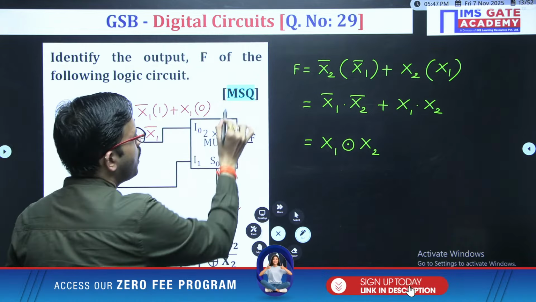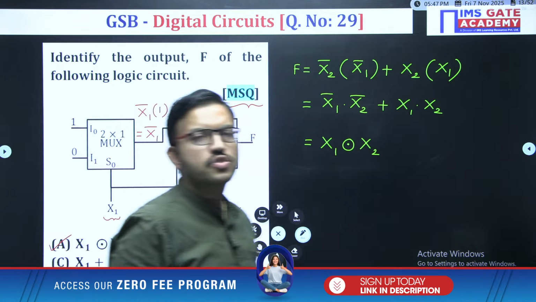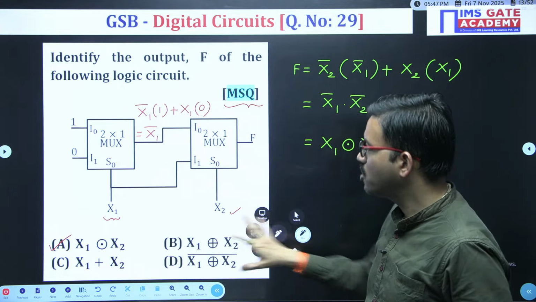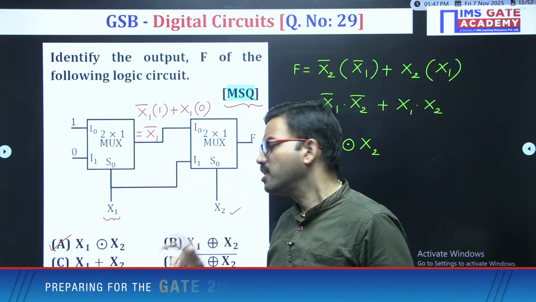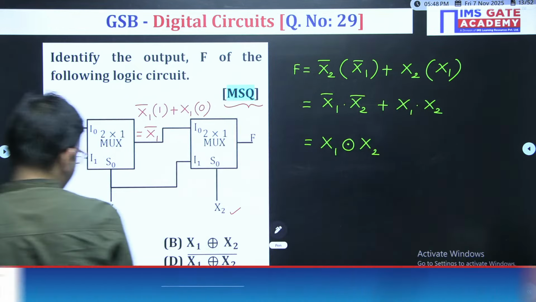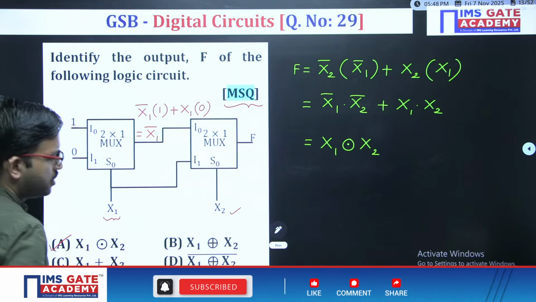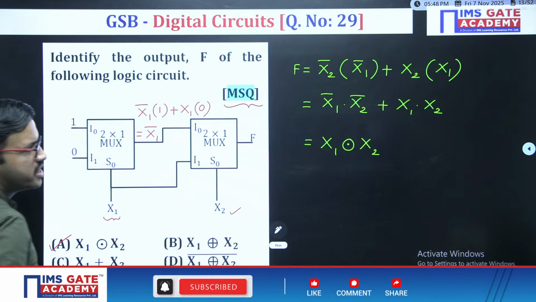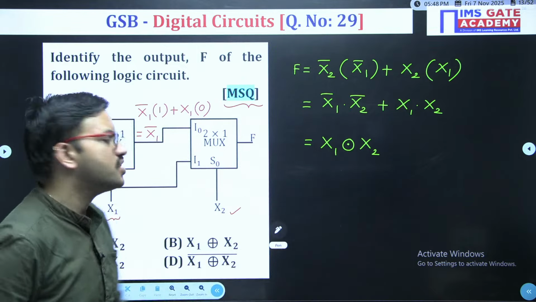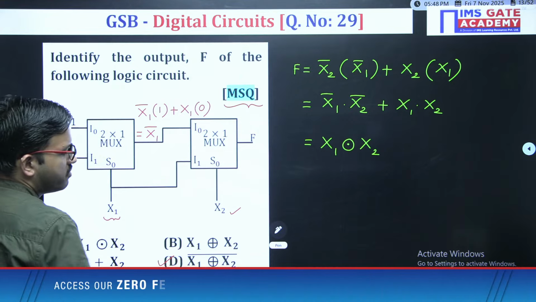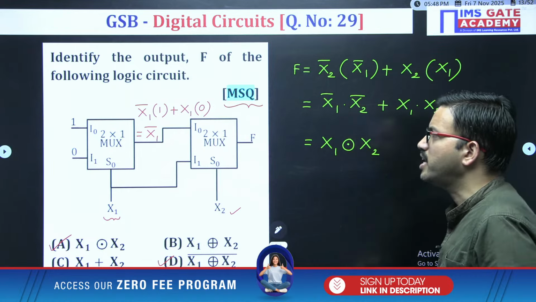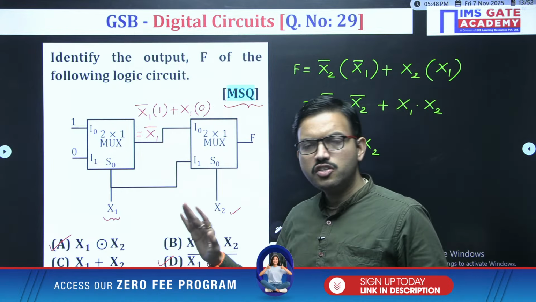But the question is MSQ. Whenever you are having MSQ, even though you got one correct choice, you still have to verify and observe the remaining 3 choices. If any correct choice is there, you have to mark that one also. Here OR gate X1 plus X2 won't be correct. X1 exclusive-OR X2 is not correct, because here you are getting the XNOR operation. XNOR is nothing but the complement of XOR. Yes, that is there in option D. So for this question, 2 correct choices are there, option A and option D.